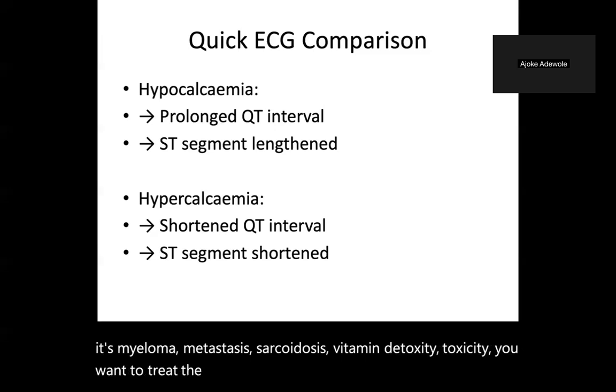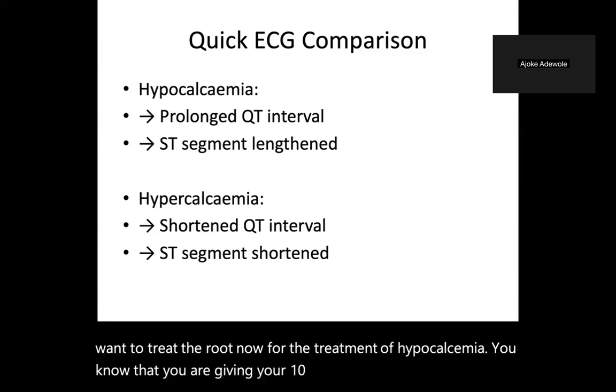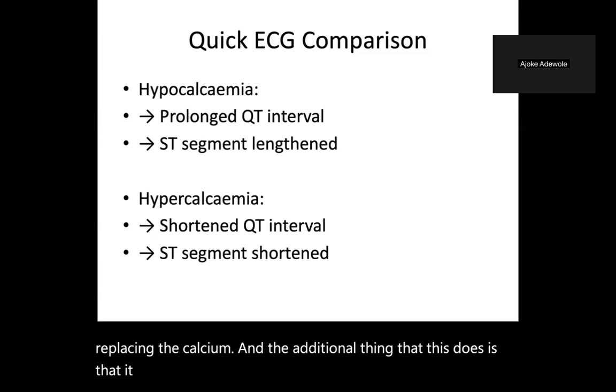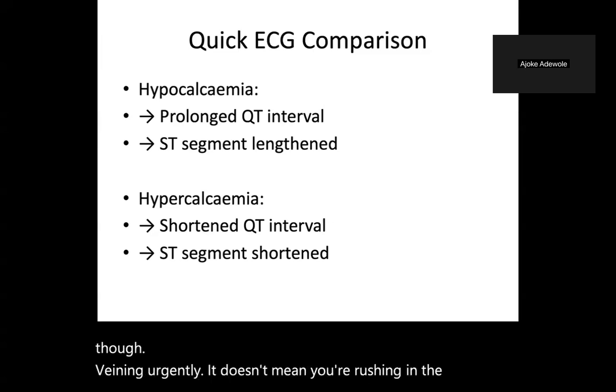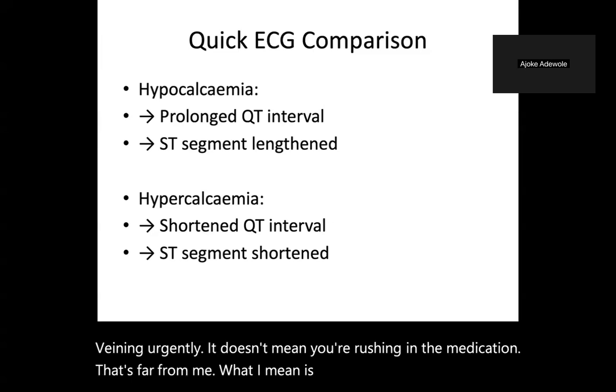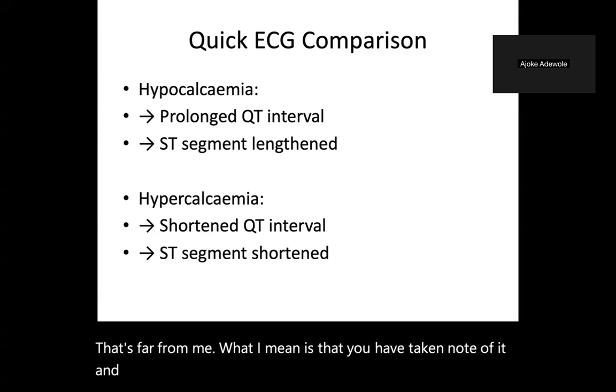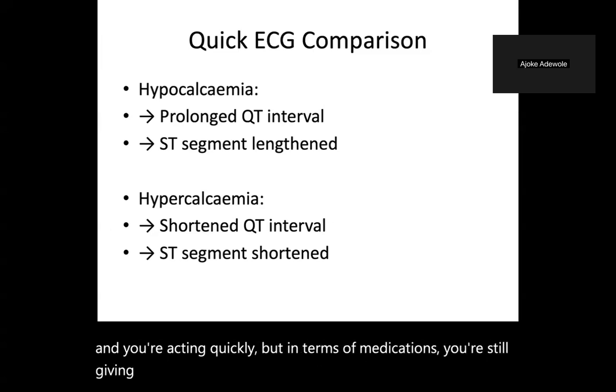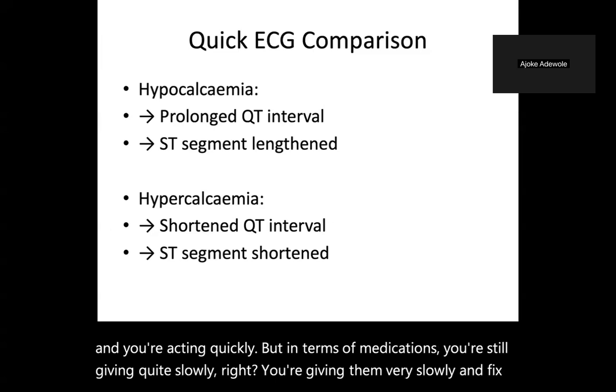Now, for the treatment of hypocalcemia, you know that you are giving your 10% calcium gluconate. You are replacing the calcium, and the additional thing that this does is that it stabilizes the cardiac membrane. So you want to give 10 mils over 10 minutes. Even though you're intervening urgently, it doesn't mean you're rushing the medication. Far from it. What I mean is that you have taken note of it and you're acting quickly, but in terms of medications, you're still giving them very slowly, and fix the cause.